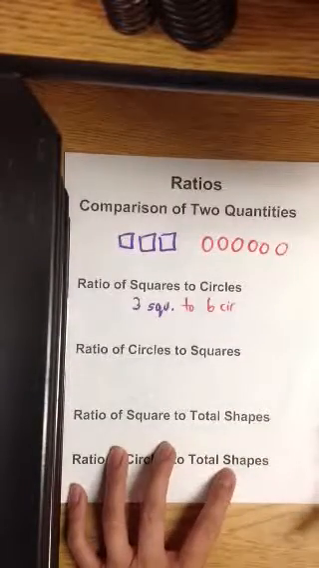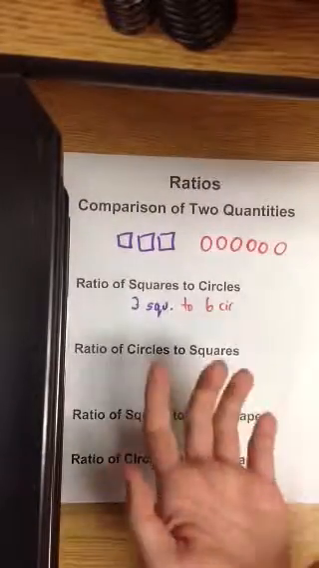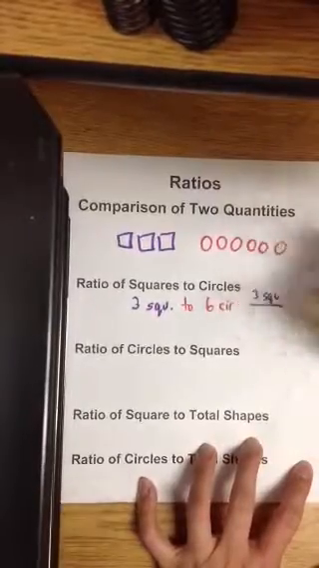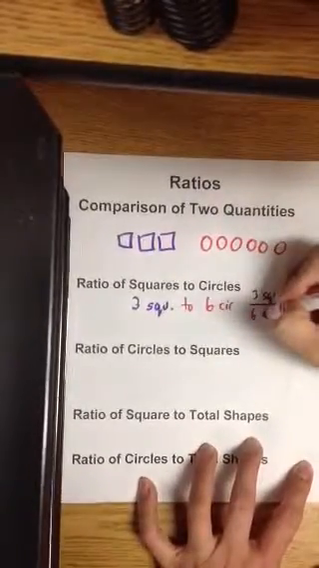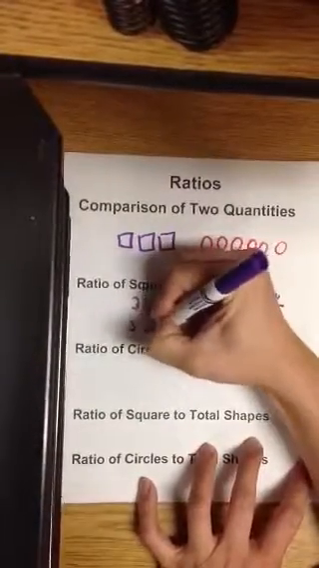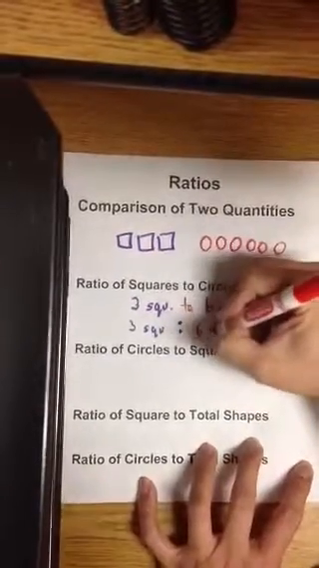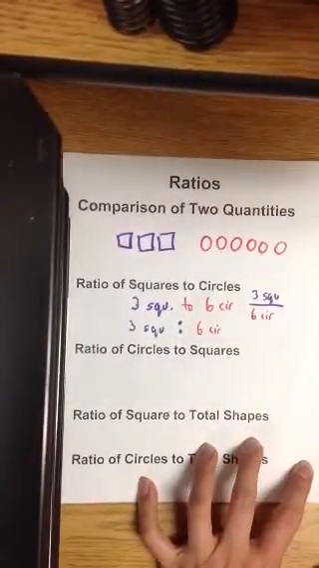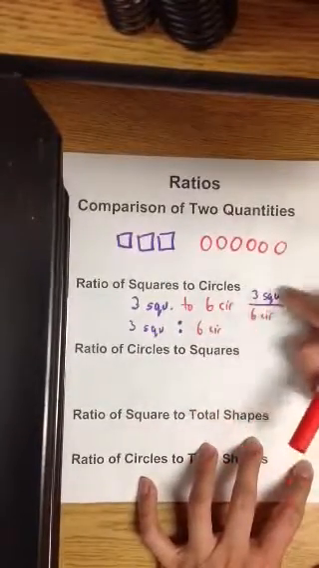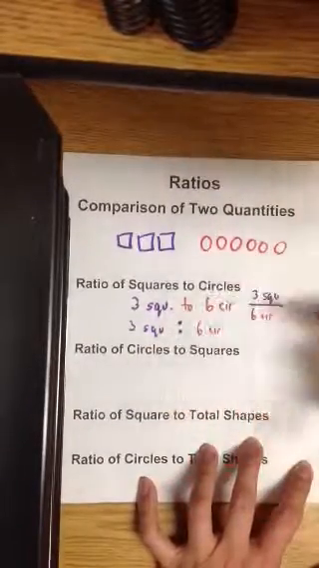That's one way of saying it. Another way to say it is to write it as a fraction. You know, it's two numbers. So you can say there are 3 squares over 6 circles. And the last way of saying it is 3 squares colon 6 circles. All 3 examples mean the exact same thing. They're all equivalent. 3 squares to 6 circles is the same as 3 squares over 6 circles, which is the same as 3 squares colon 6 circles.